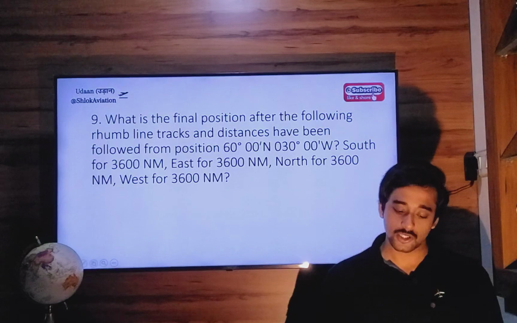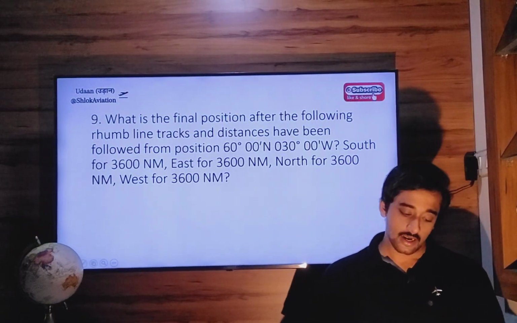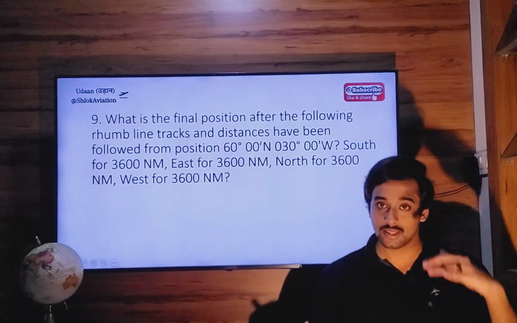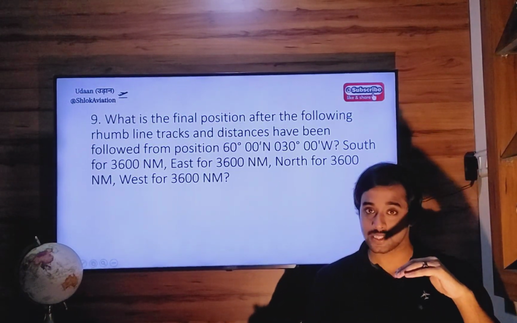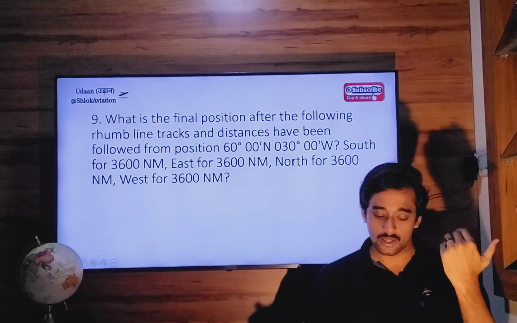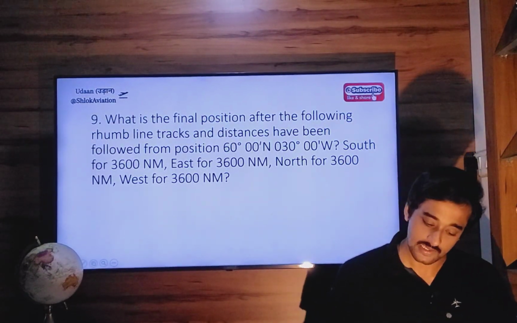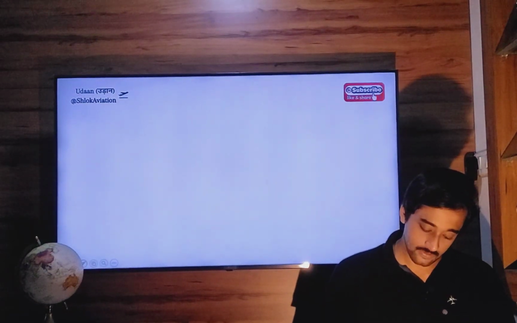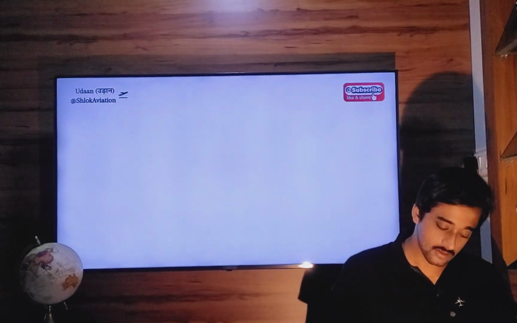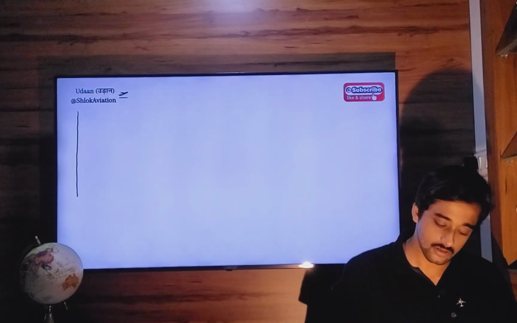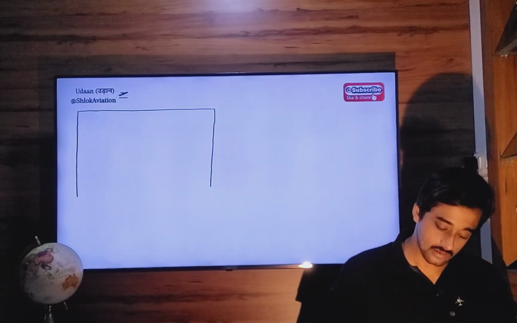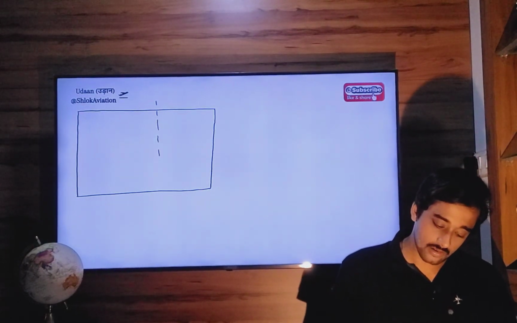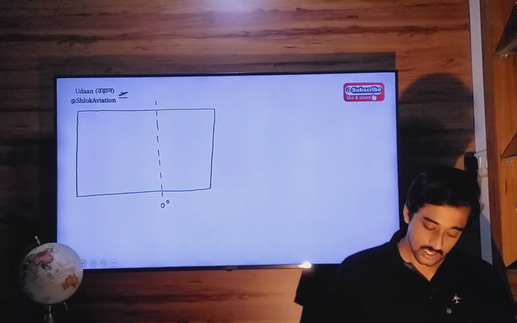Next, what is the final position after following rhumb line tracks and distances? 60 north, 30 west. From there, you're traveling south for 3,600 miles, then east, then north, then west, similar to the previous question. The starting point is 60 north, 30 west. So let's draw the diagram. This is your prime meridian. This is your equator.